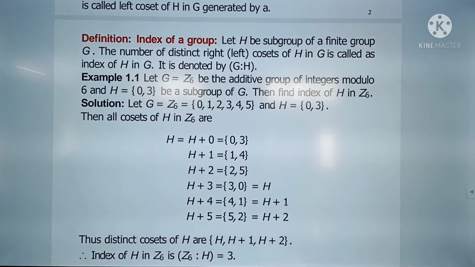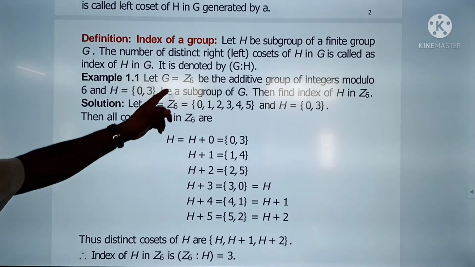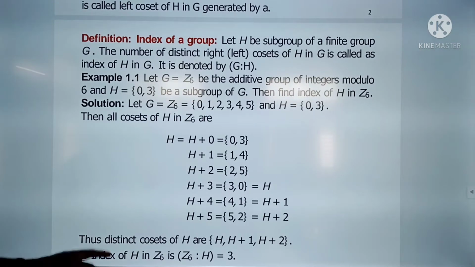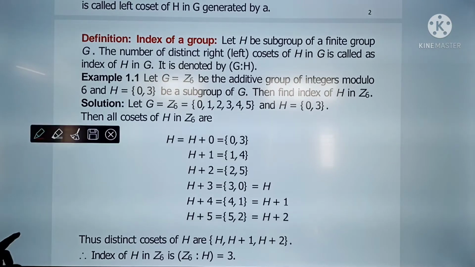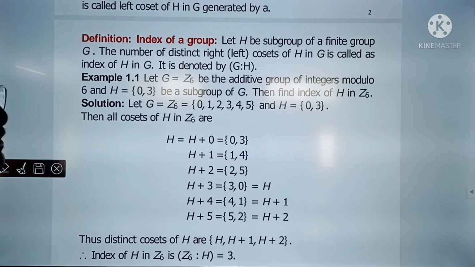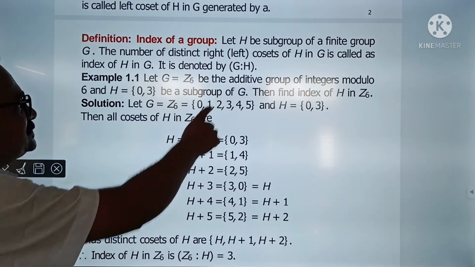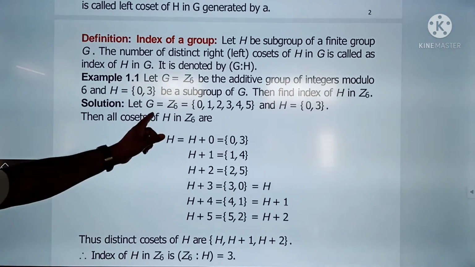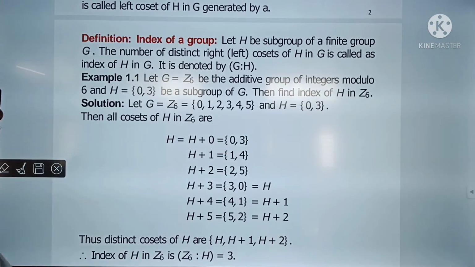So see, there is one simple example. Let G be Z6, the additive group of integers modulo 6, and H = {0, 3} be a subgroup of G. Then we have to find the index of H in Z6. Before we proceed, I want to clear one idea: what is this Z6? We have seen it in the third semester. Z6 means the additive group of integers modulo 6. The elements of Z6 are 0, 1, 2, 3, 4, 5.